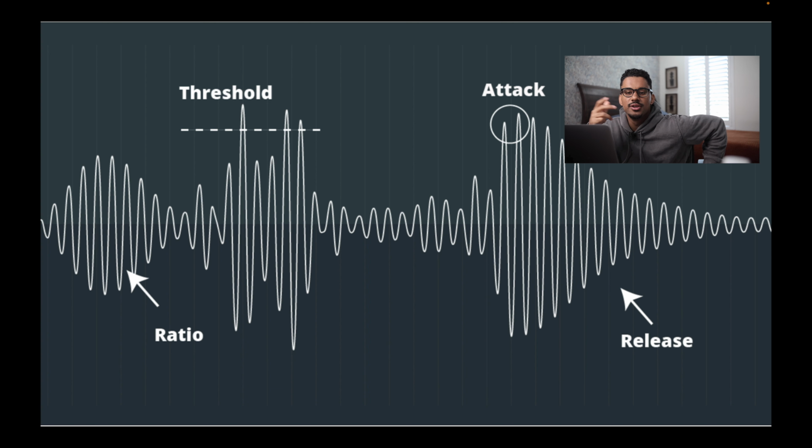In later videos, I'm going to show you how individual compressors work, but I think it's good to know basically what all of these different aspects of compression are doing before you get into actually working with the plugins. So yeah, it's pretty much it when it comes to compression.